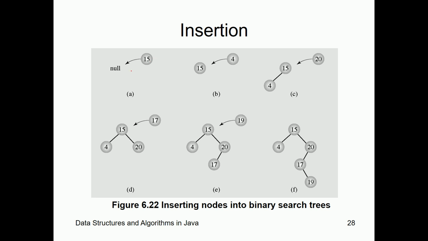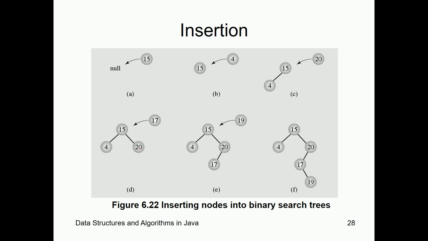17 was on the left of 20? Let's see how this works. No, it's not okay, because the rule is, when you take this number, you see, is it greater than 15 or smaller than 15? If it's smaller, you go to the left. If it's bigger, you go to the right. So now it's bigger than 15, so we go to the right.